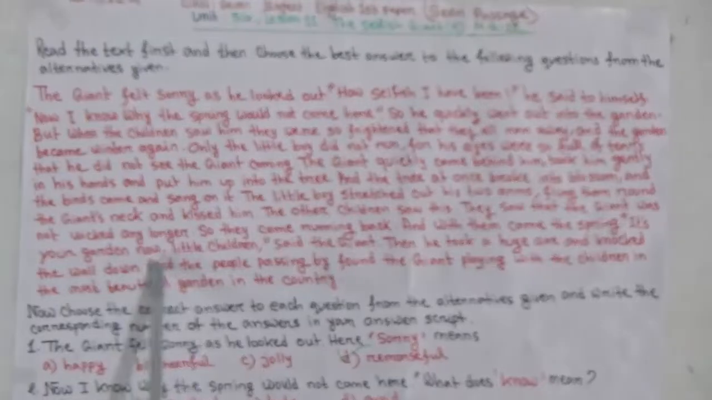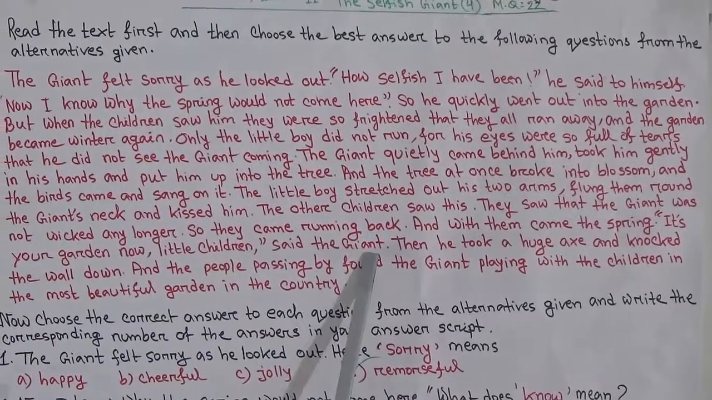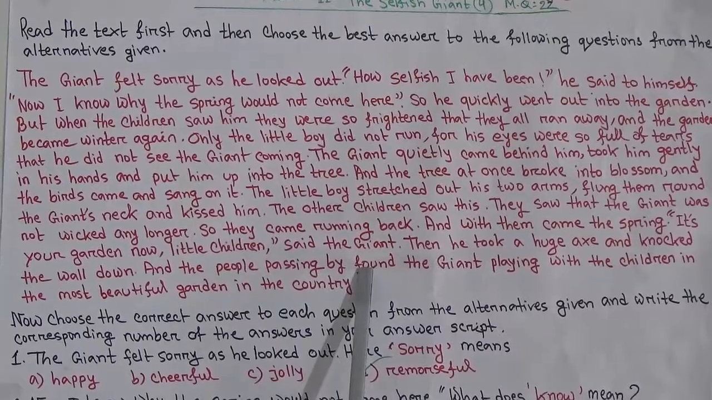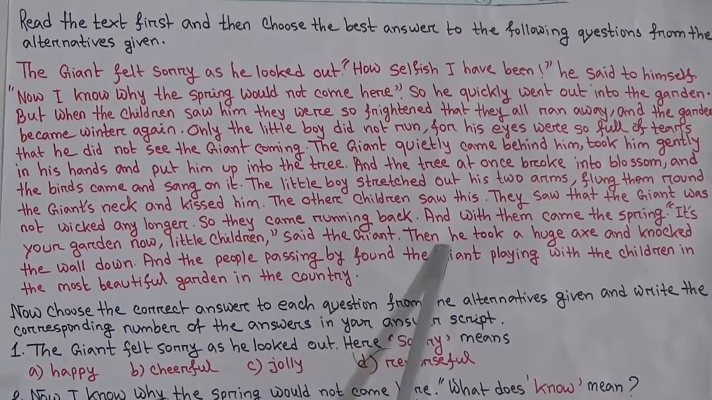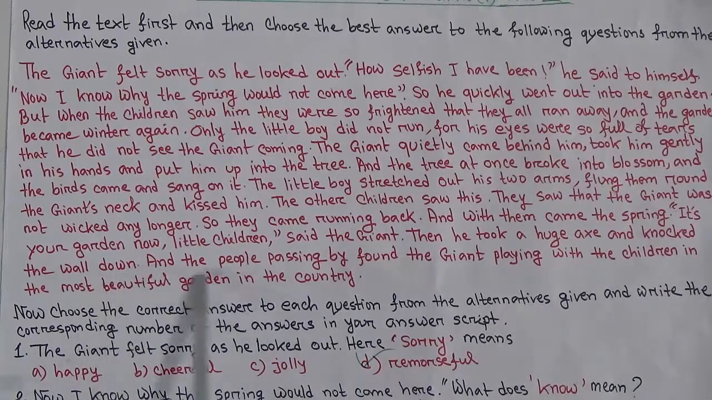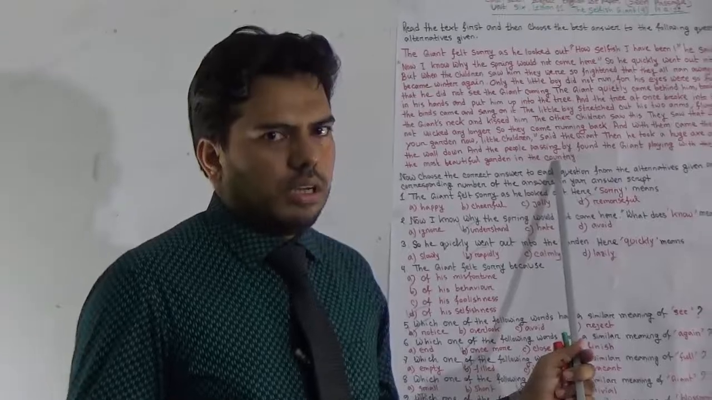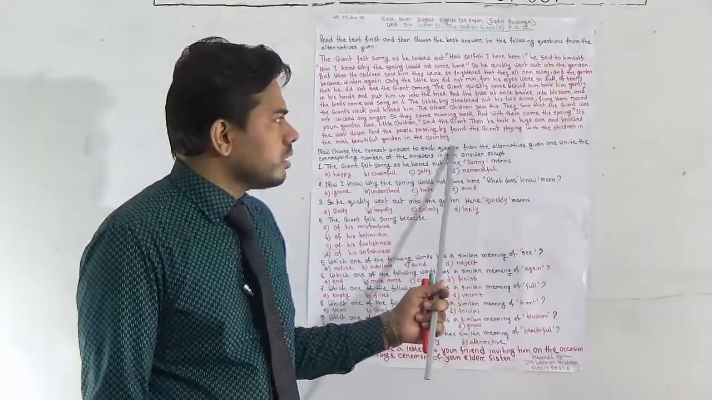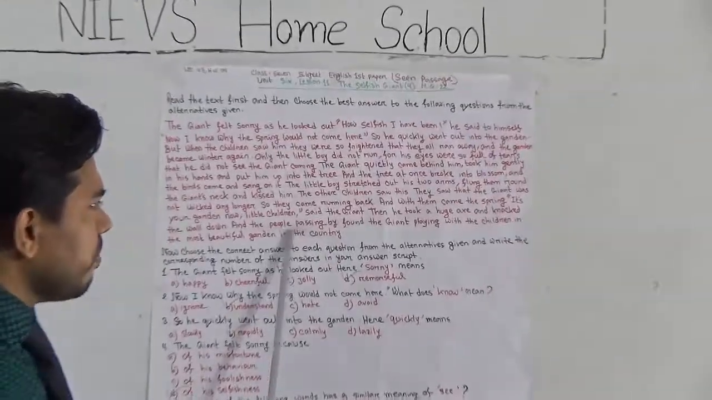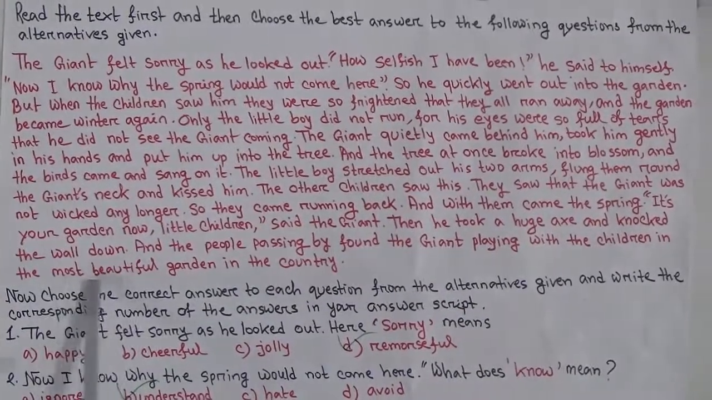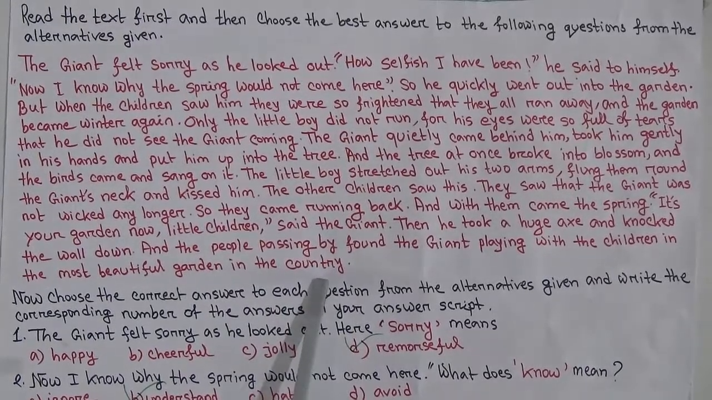It's your garden now, little children, said the giant. Now the giant has already given the garden to the children. Then he took a huge axe and knocked the wall down. He had already broken down all his barriers, all walls, all fences. There is no fence around the garden now. And the people passing by found the giant playing with the children in the most beautiful garden in the country.